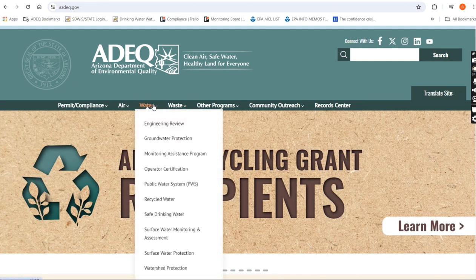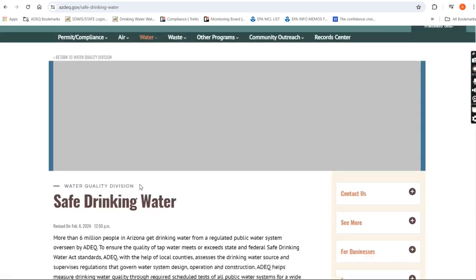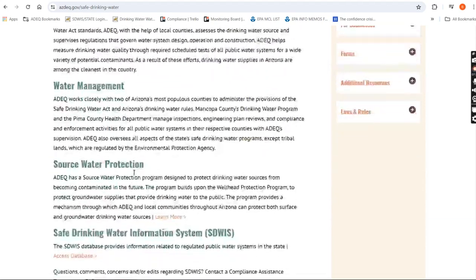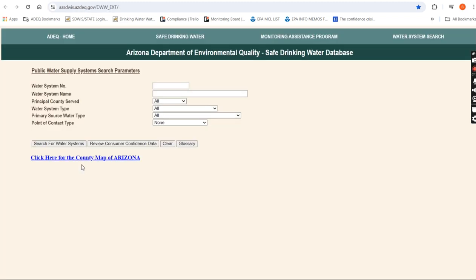So under the water section, you can scroll down to Safe Drinking Water. And here you'll see the Safe Drinking Water Information System, or SDWIS. This is the Drinking Water Watch database, so you can click here, and that will take you right to this homepage. Now, rather than typing in your water system number, you're going to go to Review Consumer Confidence Data.